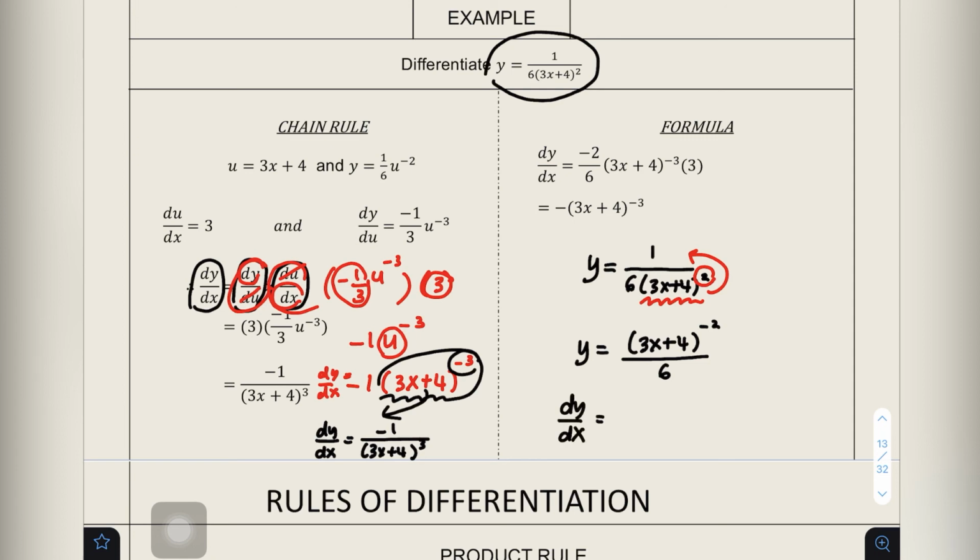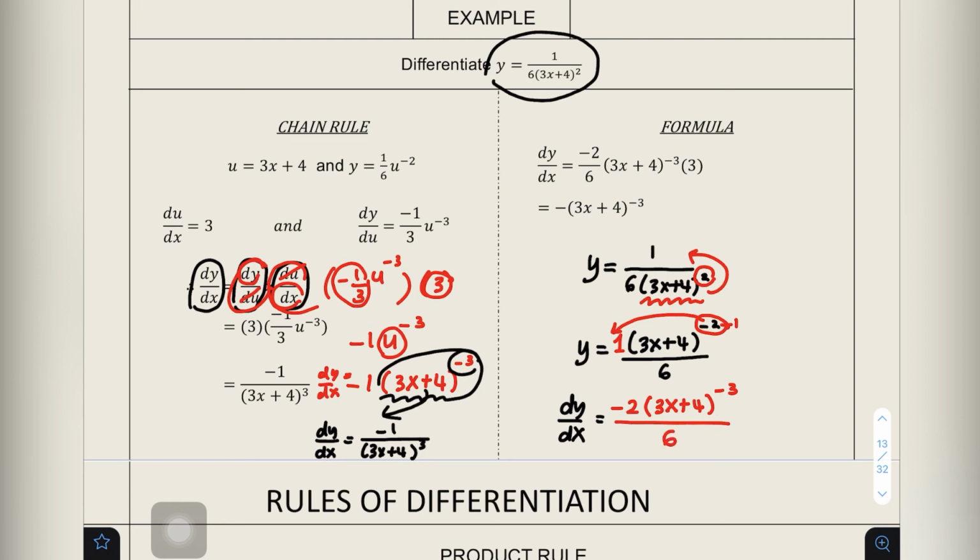The first step is to bring the power in front and multiply with whatever constant that you have in front here. You cannot see anything, right? It means in front here you have 1. So -2 multiplied by 1, you will have -2. You need to copy back 3x plus 4. The power here -1, you will get -3. And don't forget that you have 6 in the denominator.